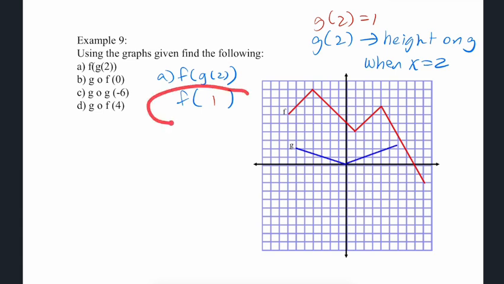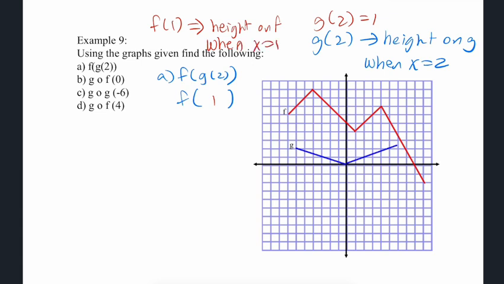And now we focus on the f function. Remember, f of 1 is the height on f when x equals 1. So now we go to the f function, over to an x value of 1. What's the height this time? 4. So the answer is 4. Does that make sense how we work from the inside out?